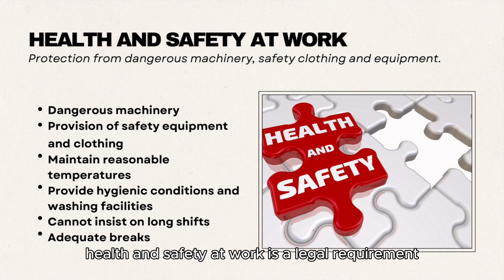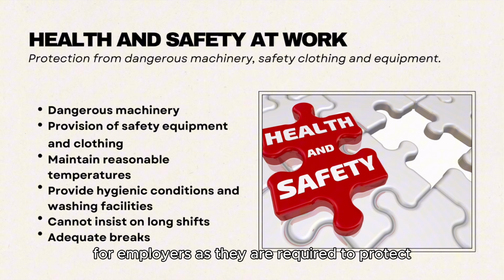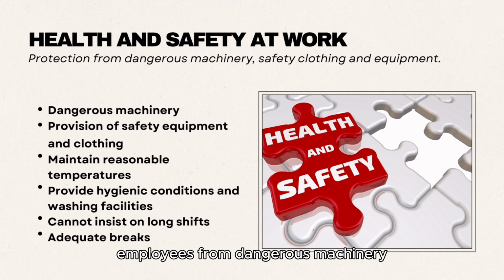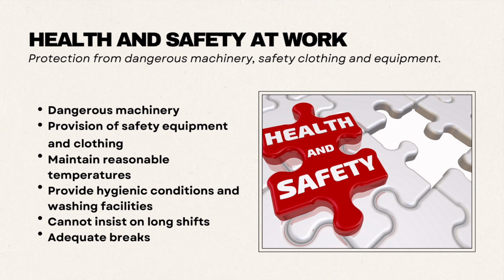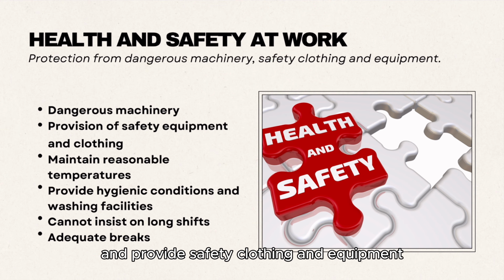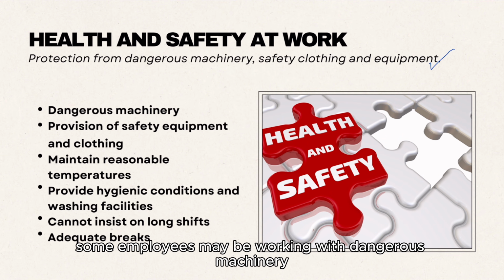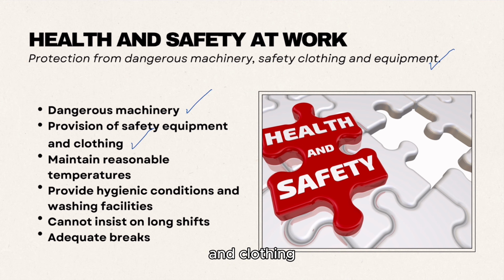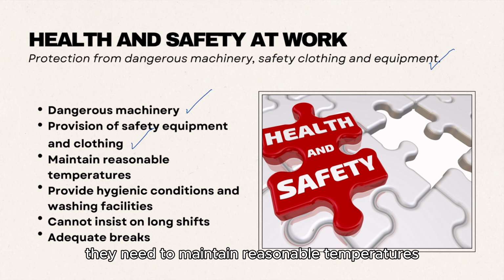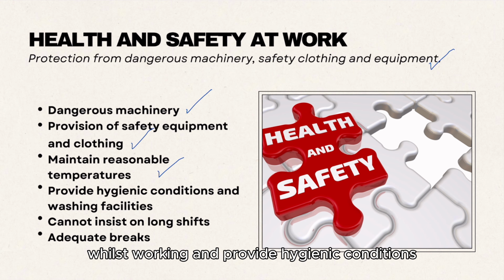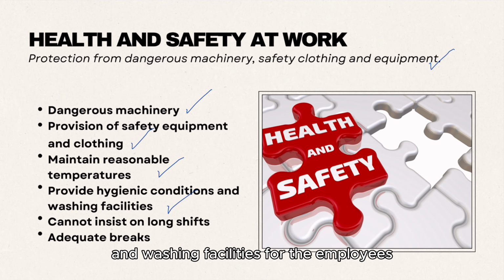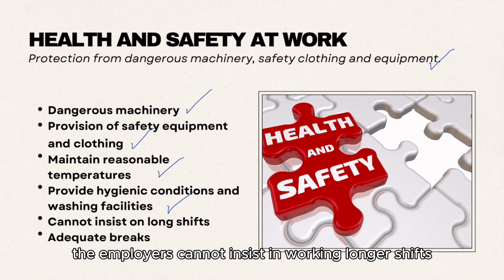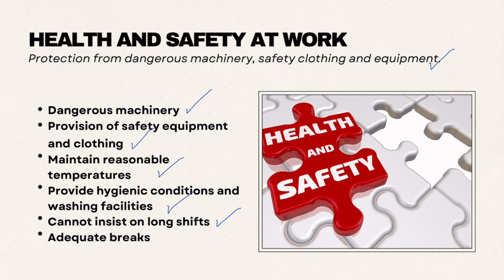Health and safety at work is a legal requirement for employers, as they are required to protect employees from dangerous machinery and provide safety clothing and equipment. This is because some employees may be working with dangerous machinery, so they have to have provision of safety equipment and clothing. They need to maintain reasonable temperatures whilst working and provide hygienic conditions and washing facilities for their employees. The employers cannot insist on longer shifts, such as double and triple shifts, and they have to give them adequate breaks throughout the day.